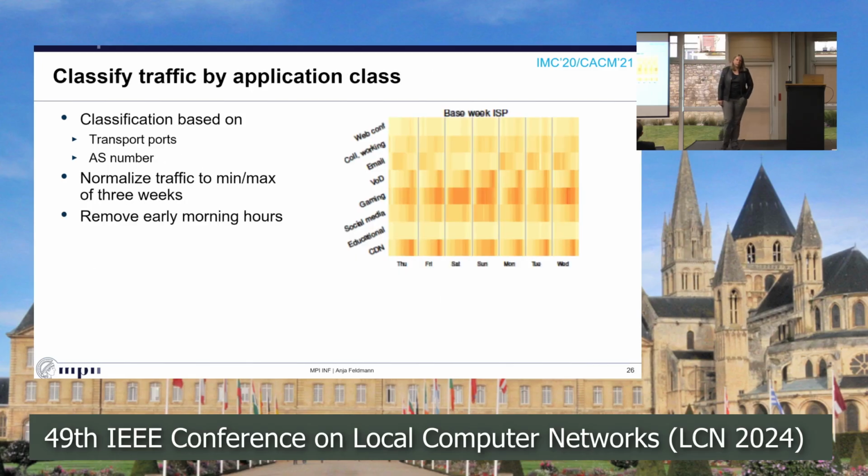Now you can also look at what changed in terms of traffic. What we have over here is a base week at the ISB very early on. You do see the gaming, which is peaking during the night, and some of the other things. This is all normalized by the min-max of the 3 weeks that we're going to take a look at.